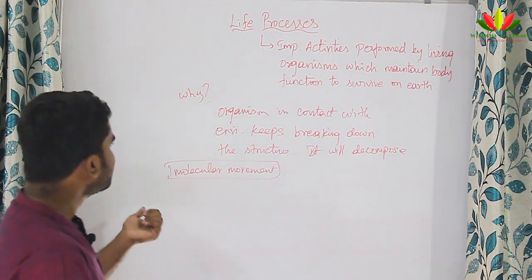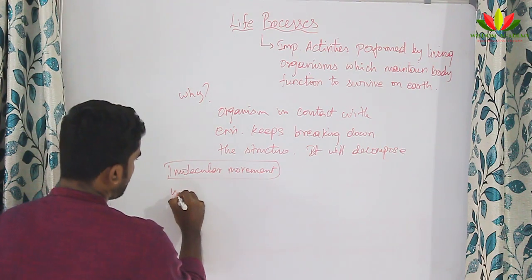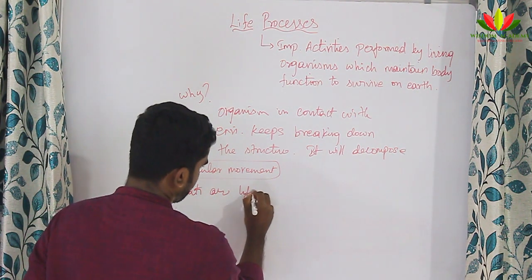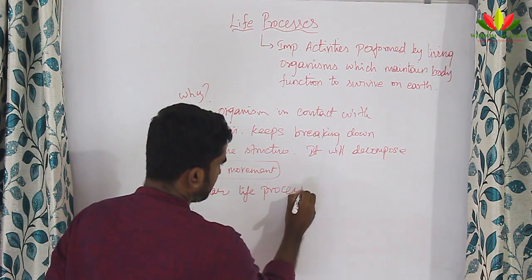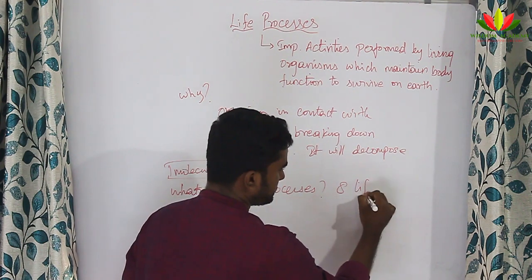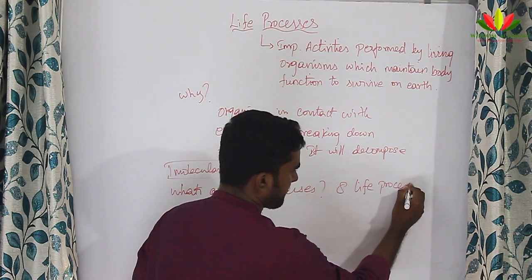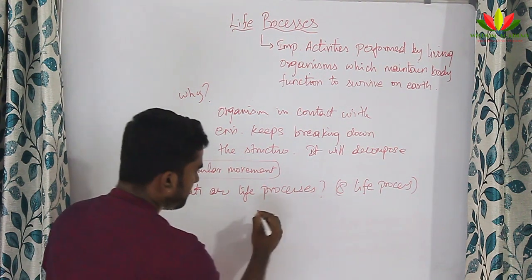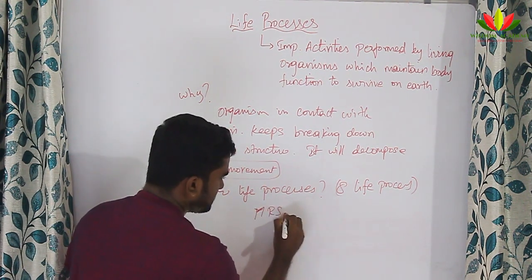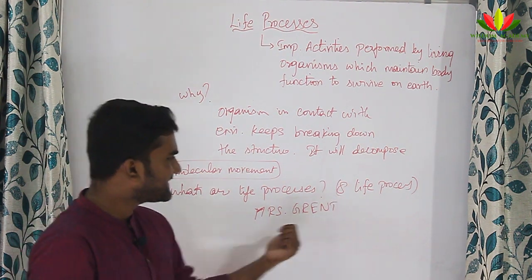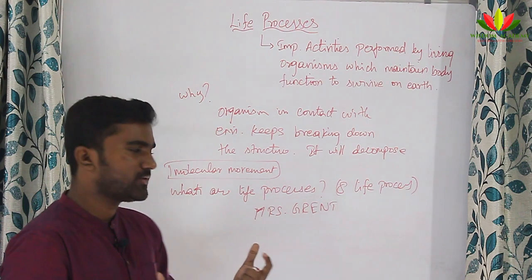The next thing is, what are life processes? There are 8 life processes. To remember them, there is a short form, we call it Mrs. Grant. Grant means an angry woman, okay?